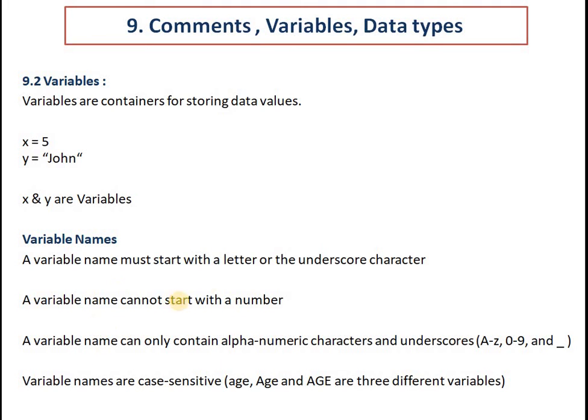See, age here is in fully small letters. Here A is capital. Here all the three letters are capital. These are three different variables. So in the program, if you mention AGE, you have to use AGE from there onwards. If you mention small letters, you have to use small letters itself. If you are mentioning capital letters for calling that variable, you have to use capital letters itself. So variables are case sensitive.